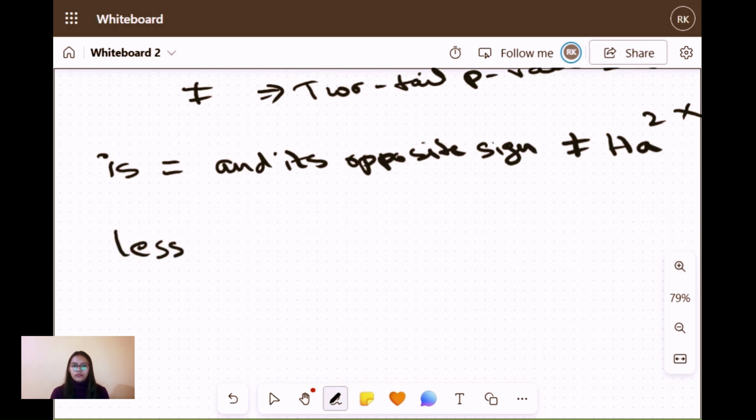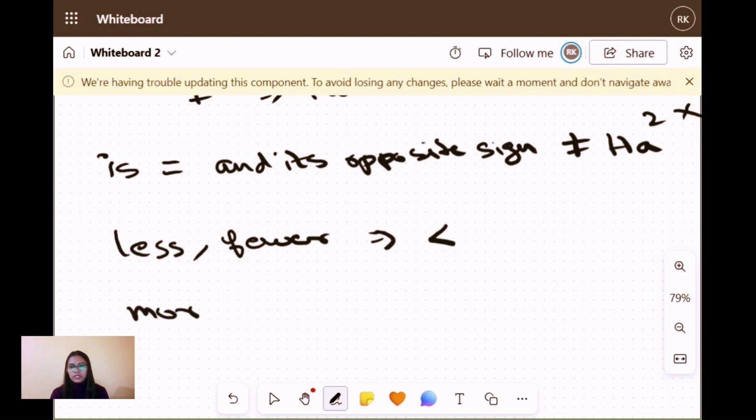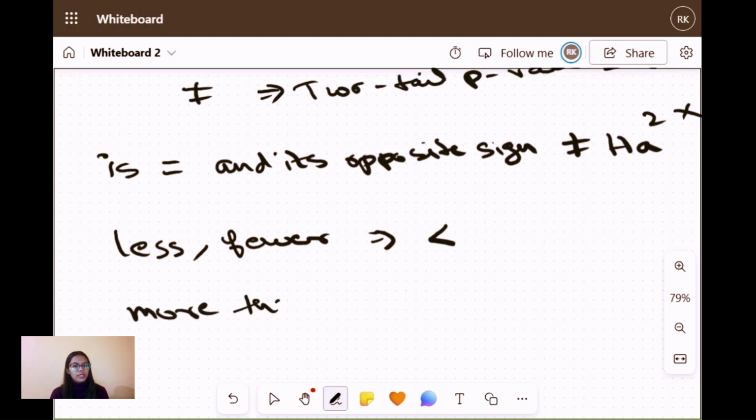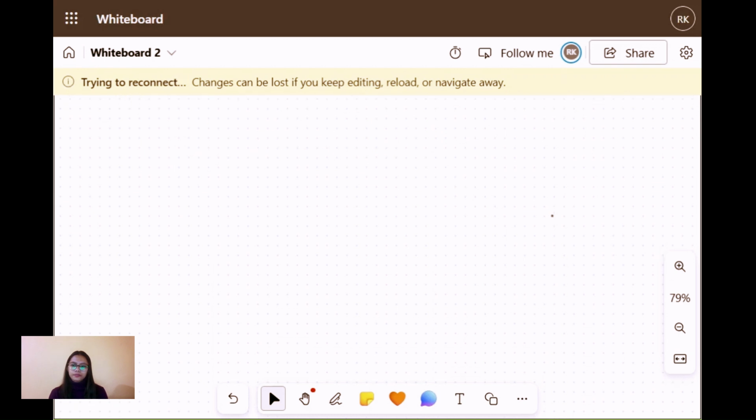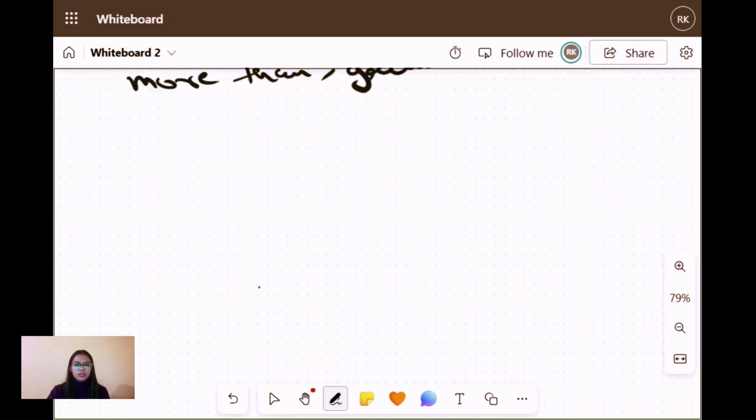For keywords like less than or fewer, the sign would always be less than, which indicates left tail. For more than or greater than, this indicates the greater than sign, which indicates direction to the right, and we must perform a right tail test. Any doubt?